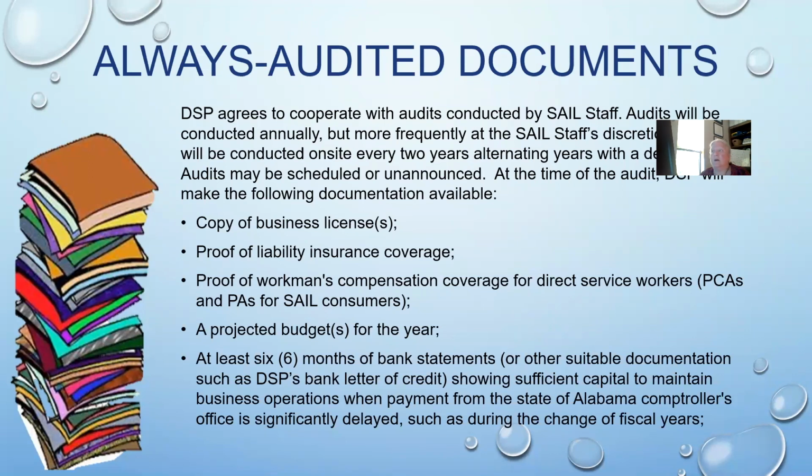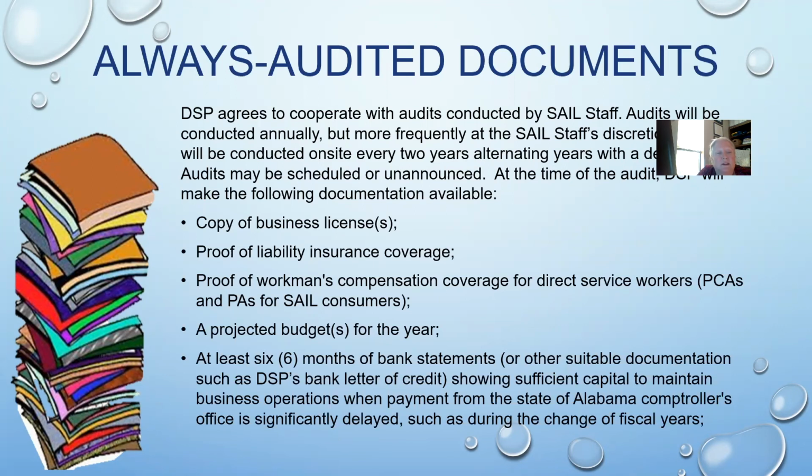Audited documents. DSP agrees to cooperate with audits conducted by cell staff. Audits will be conducted annually, but more frequently at the cell staff's discretion. Audits will be conducted on site every 2 years, alternating years with a desk audit. Audits may be scheduled or unannounced.